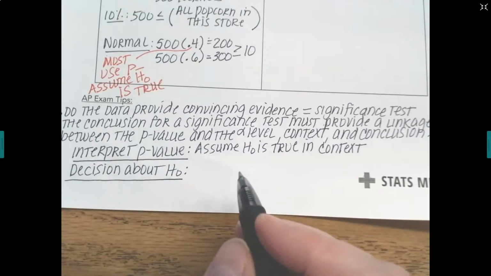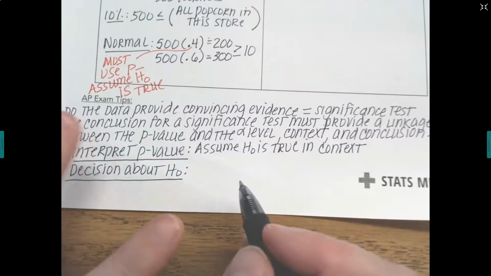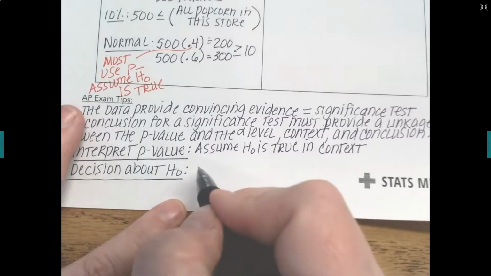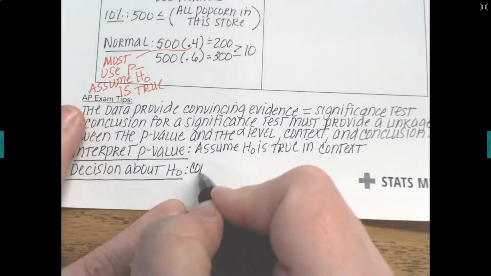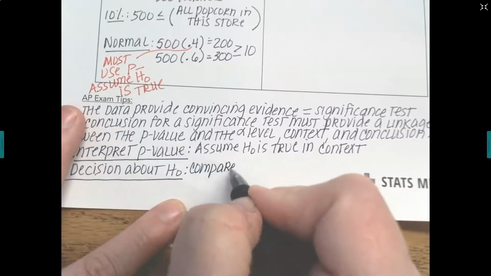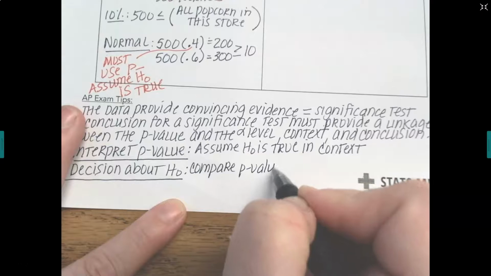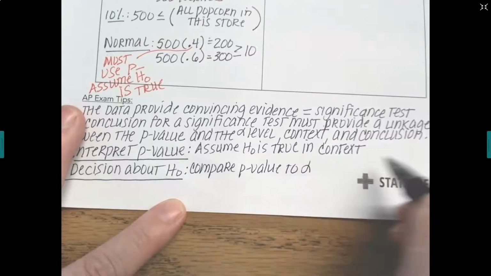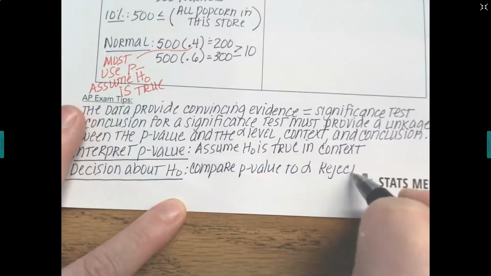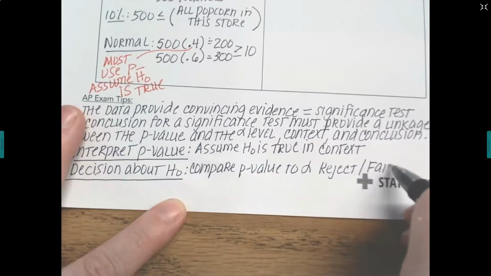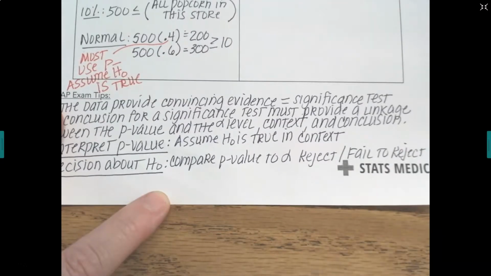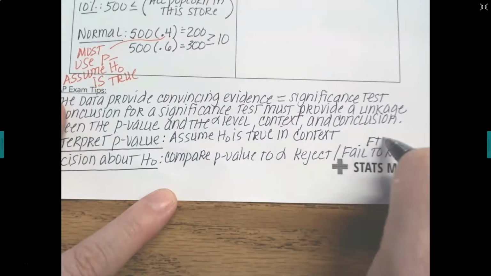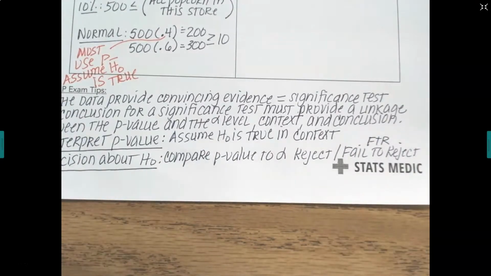After we make that statement, we want to make a decision about the null. And that decision is you're going to compare the p-value to alpha and decide if you're going to reject or fail to reject. Okay, and you could write FTR for fail to reject. So we've assumed the null was true and what that means. Then we compare to our p-value and decide if we're rejecting or failing to reject.